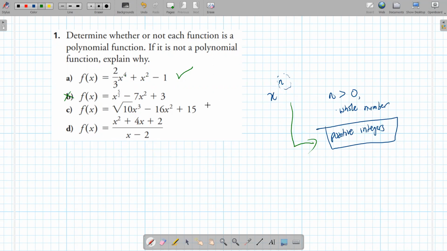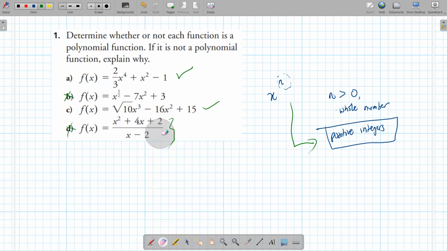What about this one? This one is? Yes. Again, the root 10 is a coefficient. We don't care about that. We're looking at the exponents. And then the other one is? No, it's not. Because it's actually 2 over 1 or 3 over 1. Yeah, this is a rational function. It's not a polynomial.